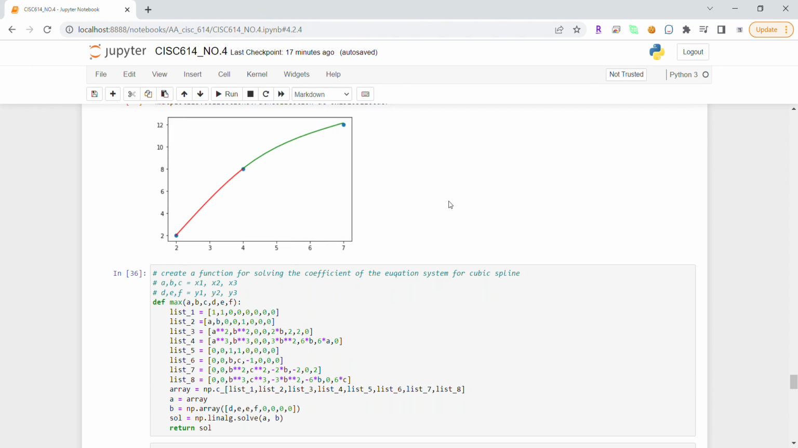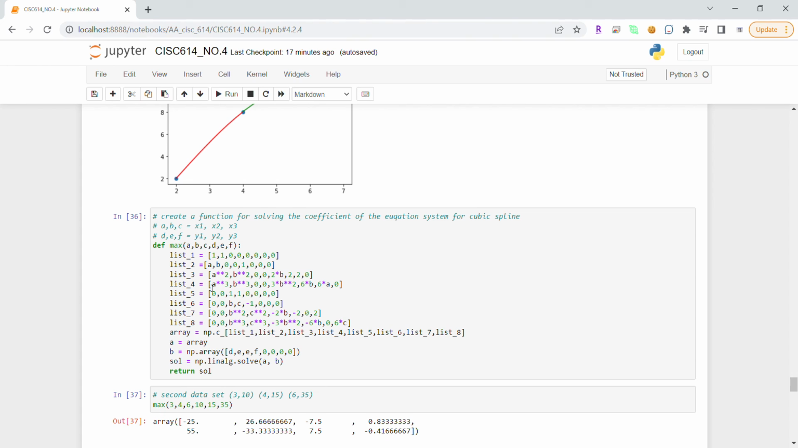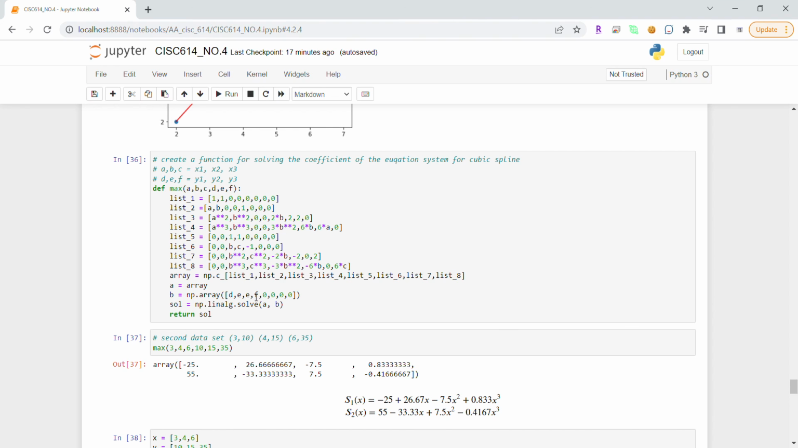And then I created a function to determine the coefficients of the equation system for the cubic spline. The inputs A, B, C represent X1, X2, X3, and D, E, F represent Y1, Y2, and Y3. And then I apply this to a list, and then we transfer this list to a matrix, solve the matrix, and return the solution.